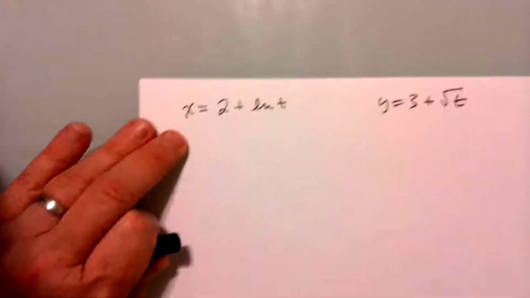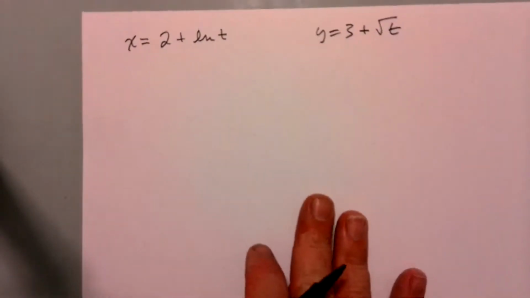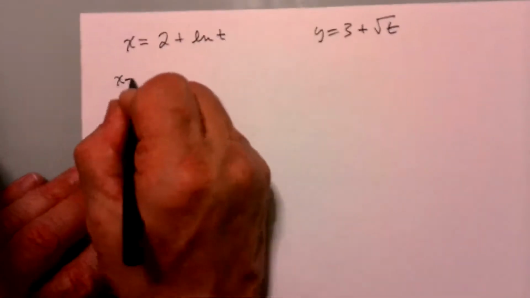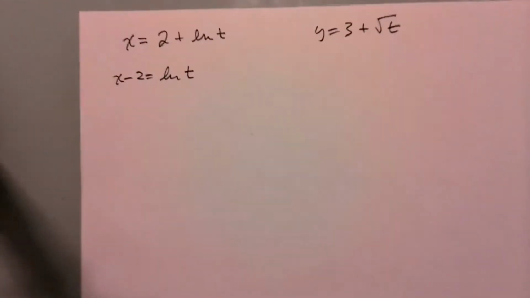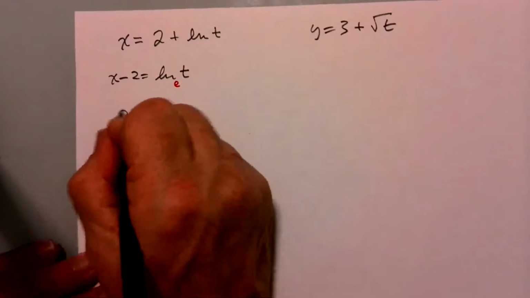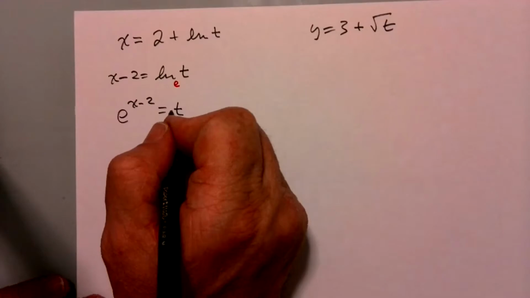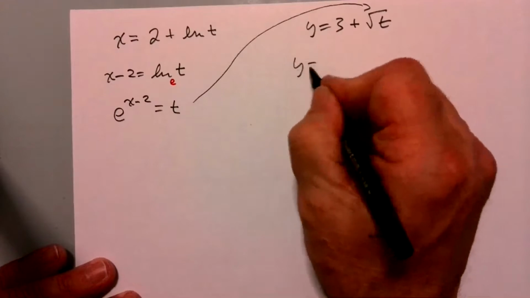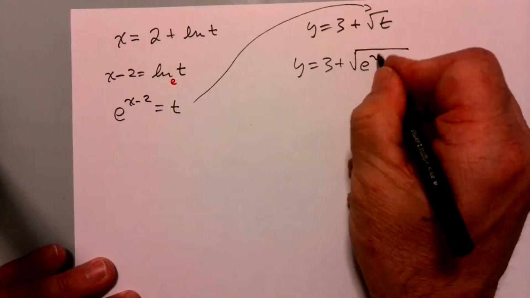The first thing I like to do often is to eliminate the parameter, and then we'll find the slope of the tangent somewhere. So can I eliminate the parameter? Well, let's solve for t if we can. x minus 2 is natural log t. Remember, the base of the natural log is e. So e to the x minus 2 equals t. Then I can just plug that in for t. So I can say y equals 3 plus the square root of e to the x minus 2.